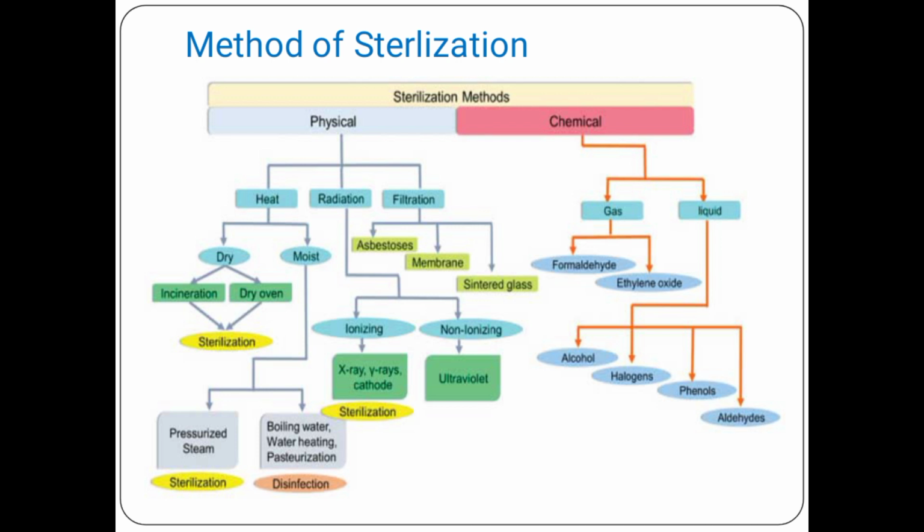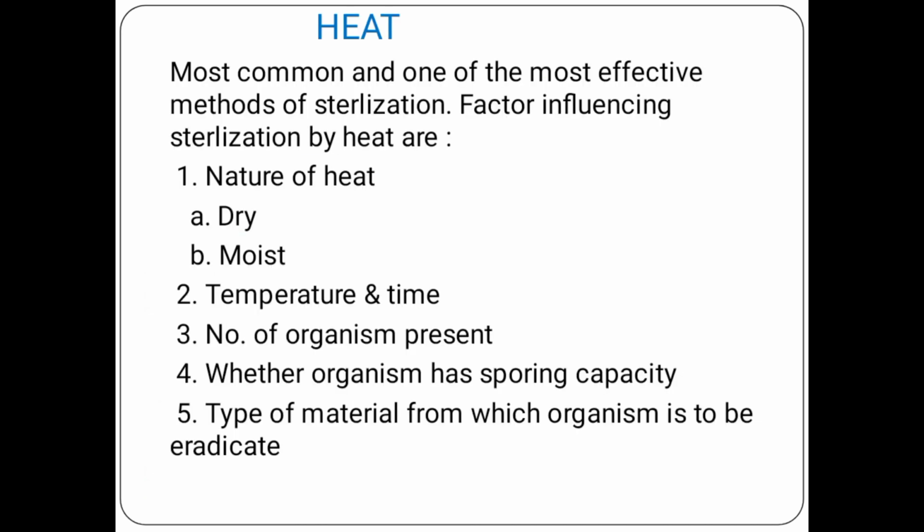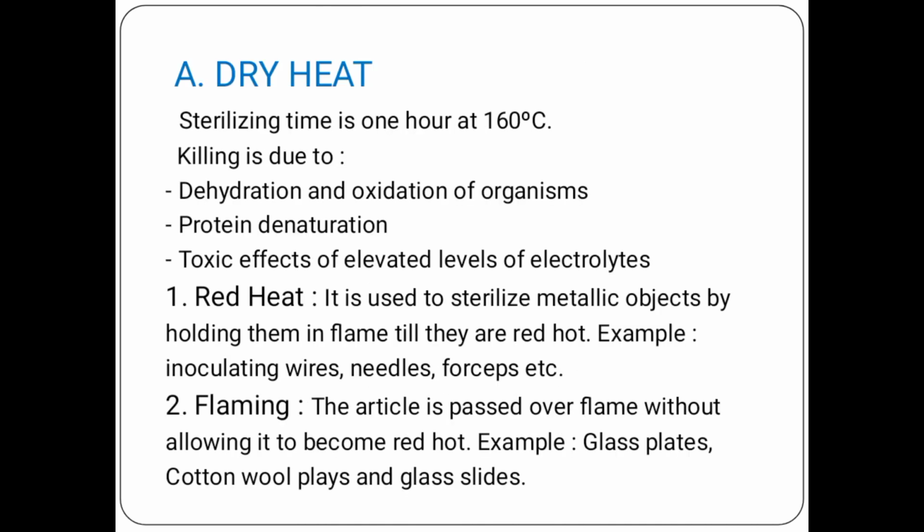that attacks the microorganism by lowering the pH. In heat treatment, there are two types of heat used, dry heat and moist heat. And we know that dry heat is generally used in different processes, especially in industry, by red heat and flaming. In red heat, it is used to sterilize metallic objects by holding them in the flame until they are red hot. Examples are inoculating wires, needles and forceps. And flaming is also used as a dry heat treatment.